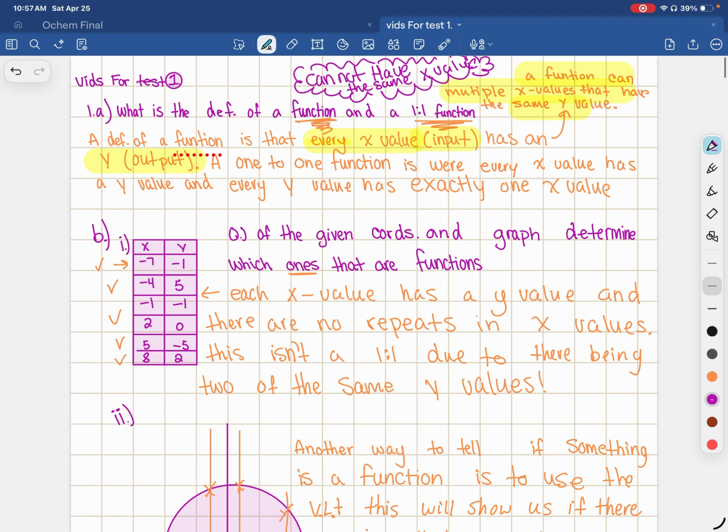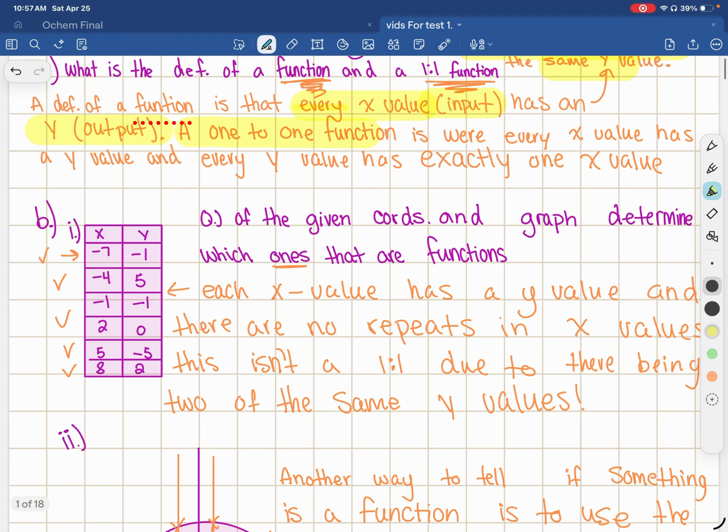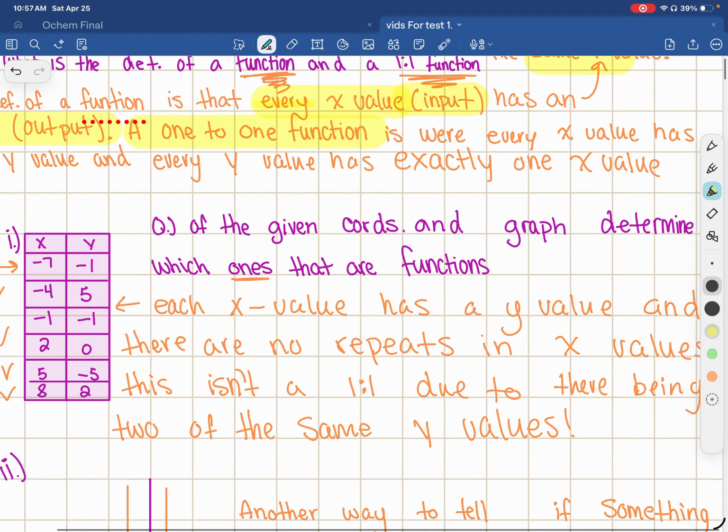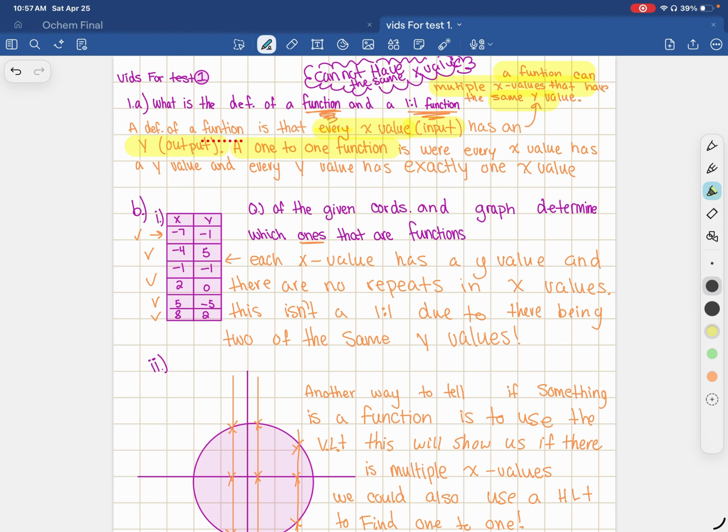So now let's specifically talk about a one-to-one function. A one-to-one function is where every x value has one y value and every y value has exactly one x value. Again, we can use the terms output and input. That helps me really visualize it as well. So if we were to re-say it, a one-to-one function is where every input has exactly one output and every output has exactly one input. So in this situation, there cannot be multiple x values that have the same y value. It has to be original every single time.